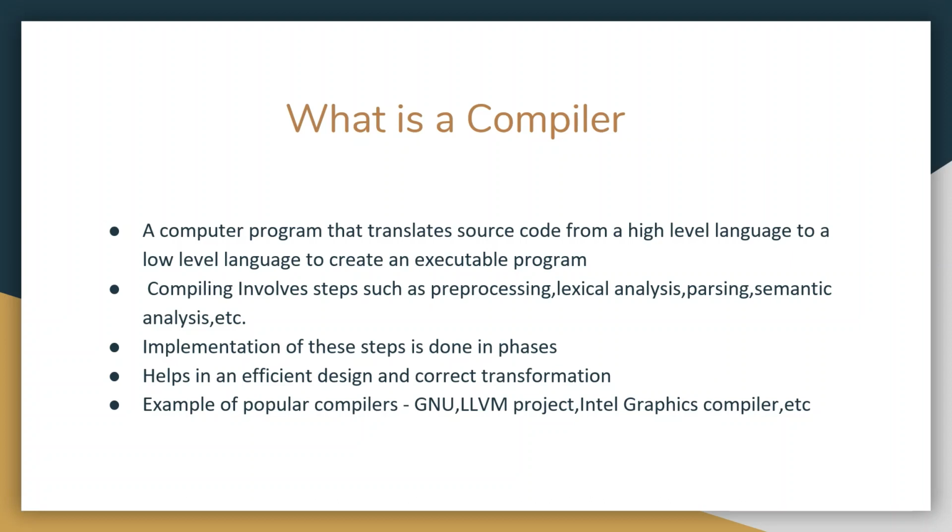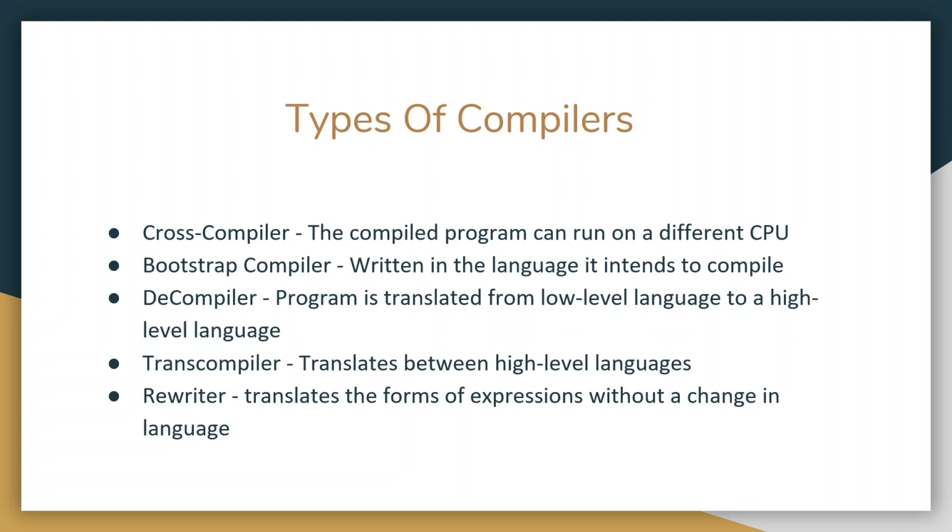A compiler is likely to perform many or all of the following operations, such as pre-processing, lexical analysis, parsing, semantic analysis, conversion of input programs to an intermediate representation, code optimization, and code generation. Compilers implement these operations in phases that promote efficient design and correct transformation of source input to target output. However, there are many different types of compilers.